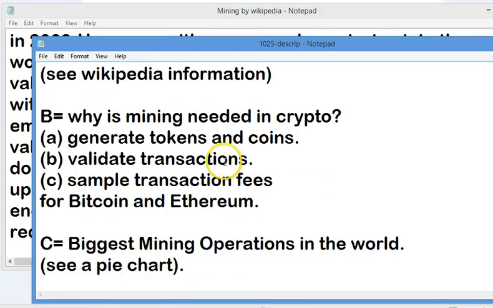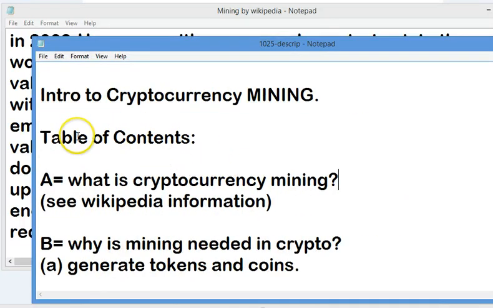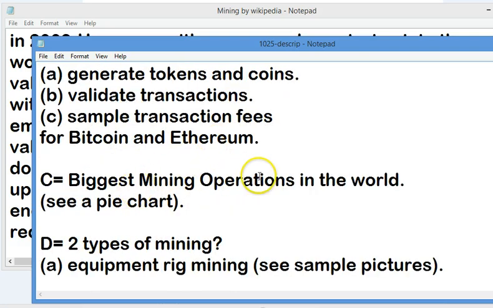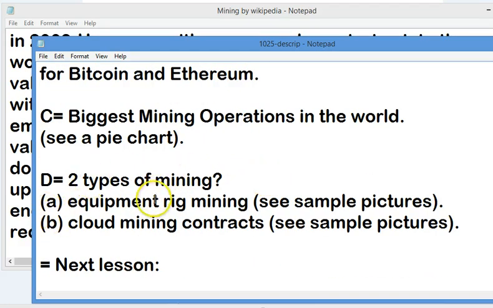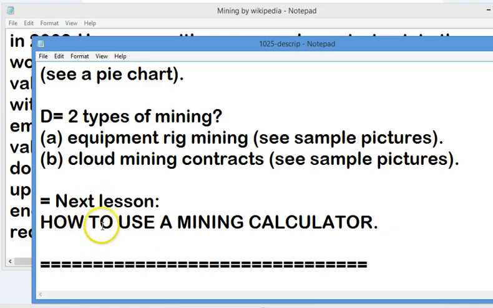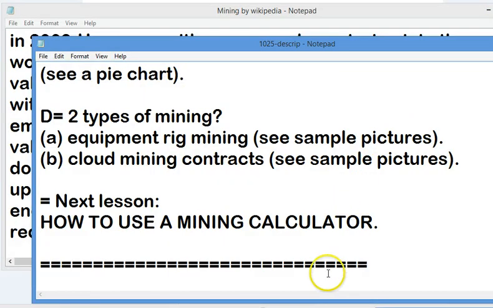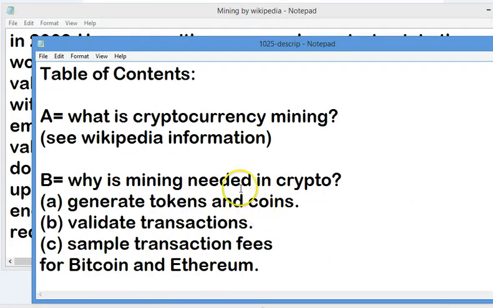Okay, talking about future training, we're gonna cover the following items. We're gonna cover what is cryptocurrency mining, why is mining needed in crypto, the biggest mining operations in the world, and we'll talk about the two types of mining, and then the next lesson is going to be how to use a mining calculator. I specifically created separate training for that because that requires a lot more time than we have to cover for lesson number 103. So I created lesson 104 for that on how to use a mining calculator, and we'll cover that at that point in time, on a different training.